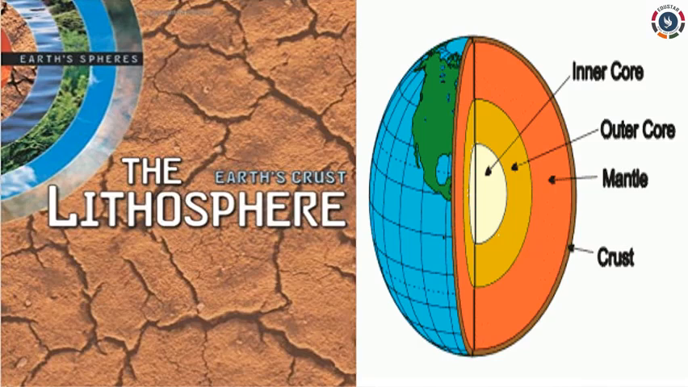It consists of 3 layers. They are crust, mantle and the core. The core is further divided into inner core and the outer core. Crust is the uppermost layer of the earth. Look at the picture shown to you, and mantle is the middle layer while the core is the innermost layer of the lithosphere. All these layers are composed of rocks and minerals.